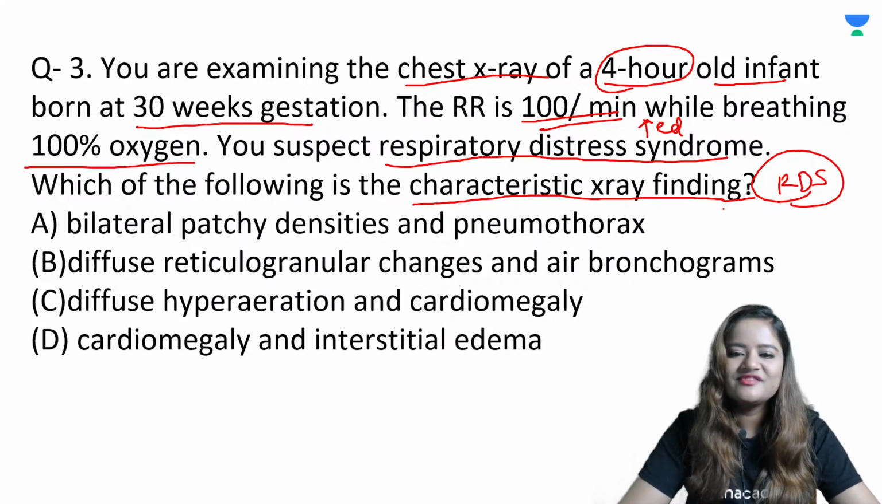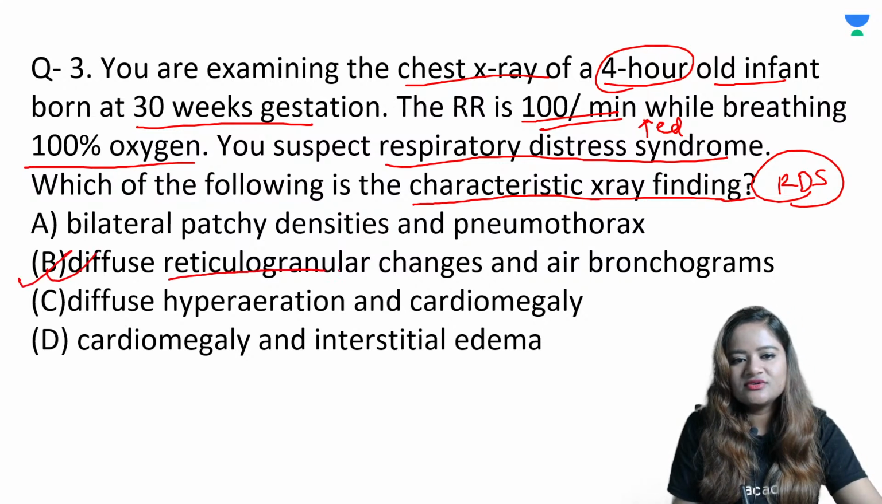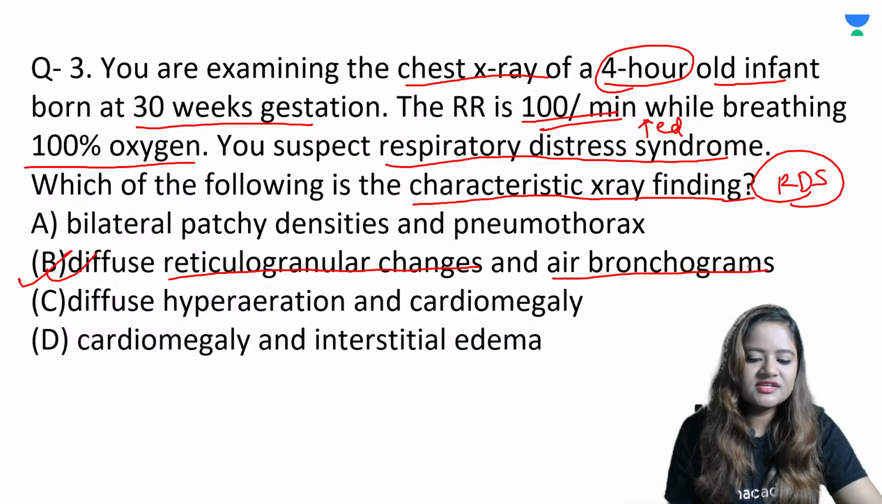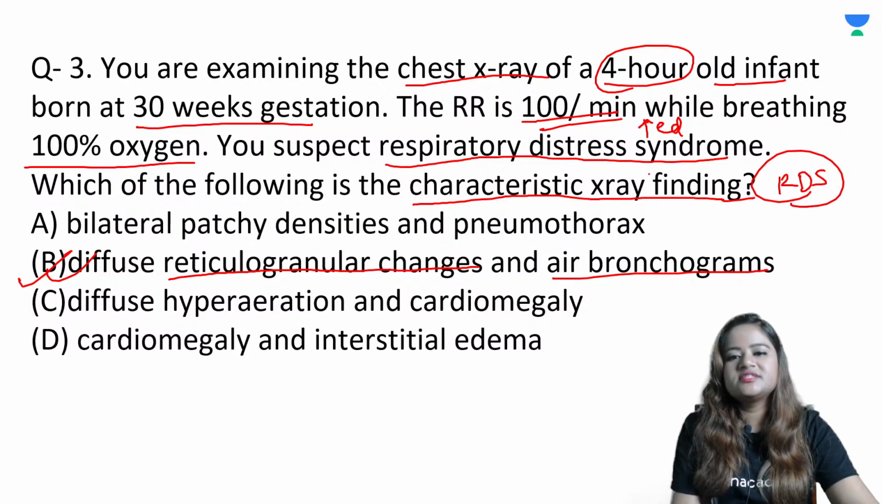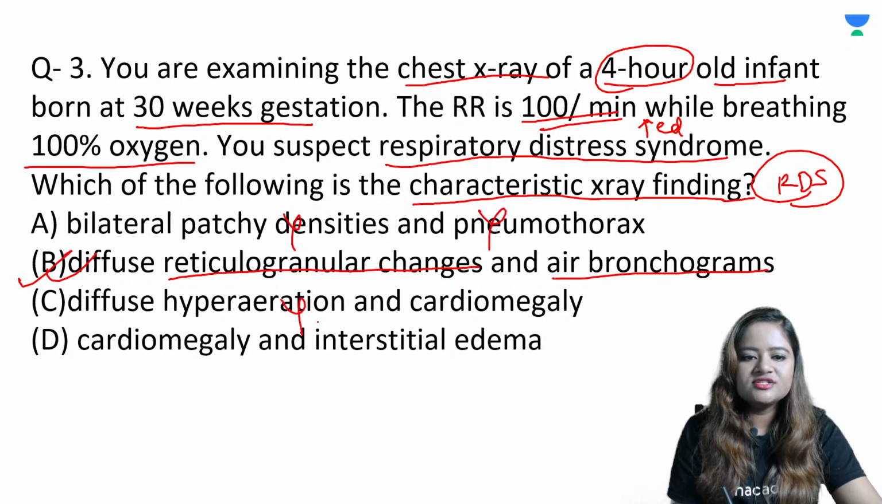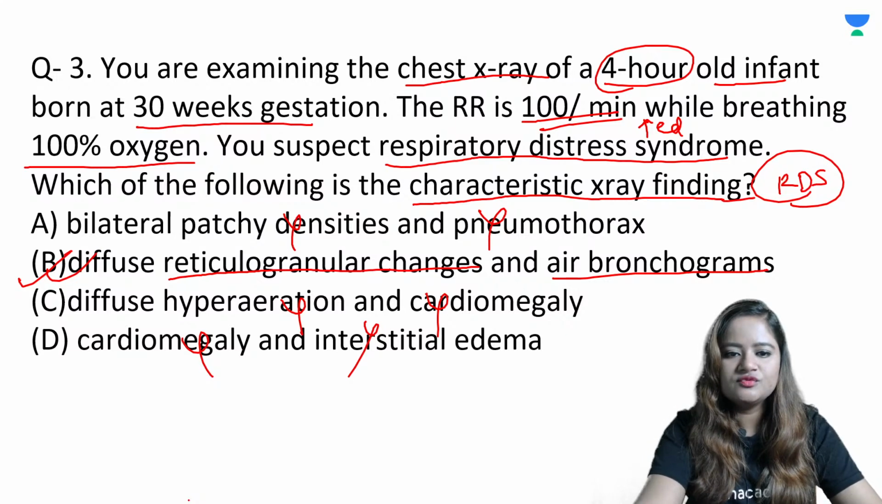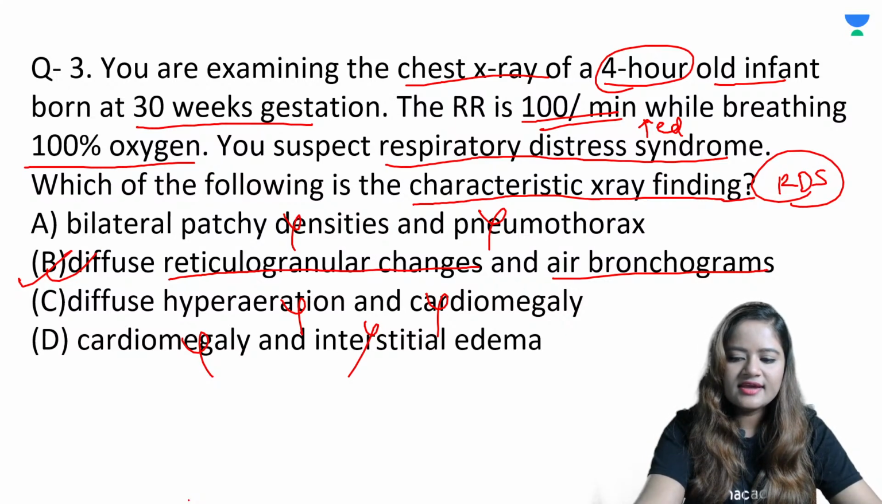So all options have been framed to confuse you, but it's very simple. RDS has classical reticulogranular changes and air bronchograms. Okay? Apart from this, there is no characteristic finding that is seen in respiratory distress syndrome. Nothing to do with pneumonias like patchy densities, nothing to do with pneumothorax. There is no hyperaeration or cardiomegaly or interstitial edema. So you have to go with option number B, that is diffuse reticulogranular changes and air bronchogram.